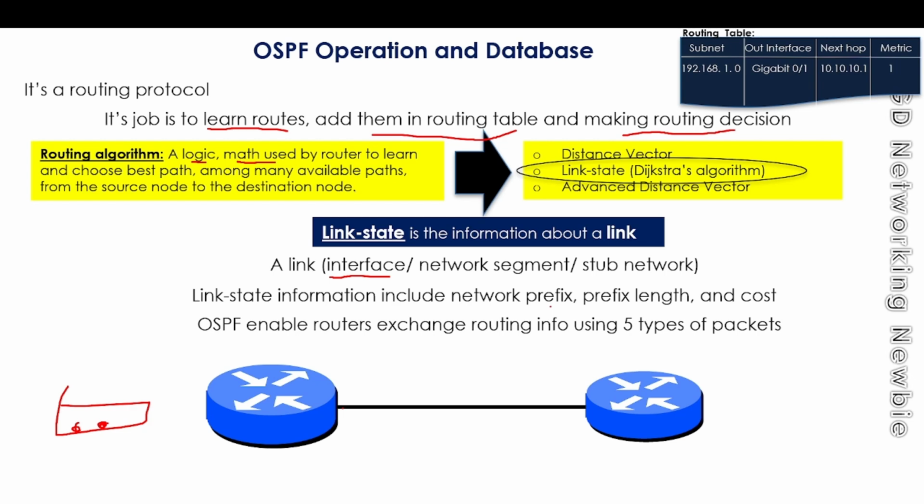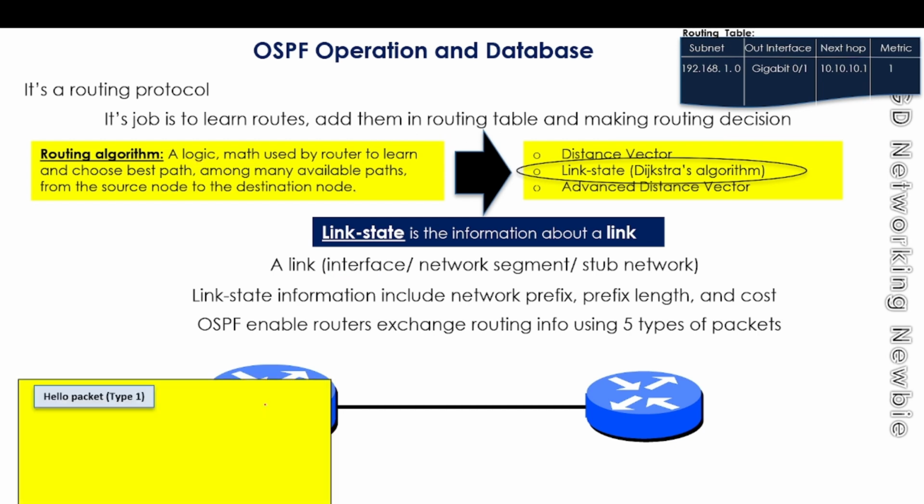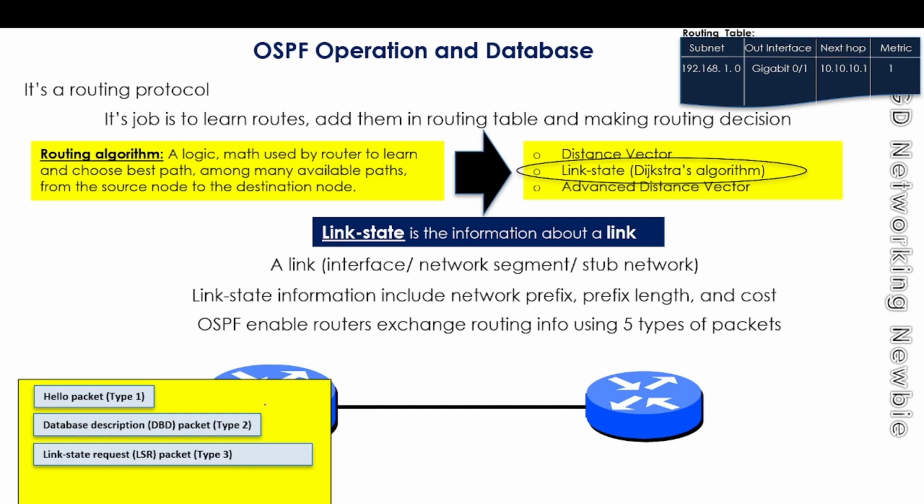The OSPF enabled routers exchange this information using 5 types of packets. In our network we can have many routers and they need to exchange this link state information with each other, and this exchange takes place with the help of 5 types of packets. These 5 types of packets are the hello packet, the database description packet, the link state request (LSR), the link state update (LSU), and the link state acknowledgement packet as type 5. I have written these types of messages or packets here as well.